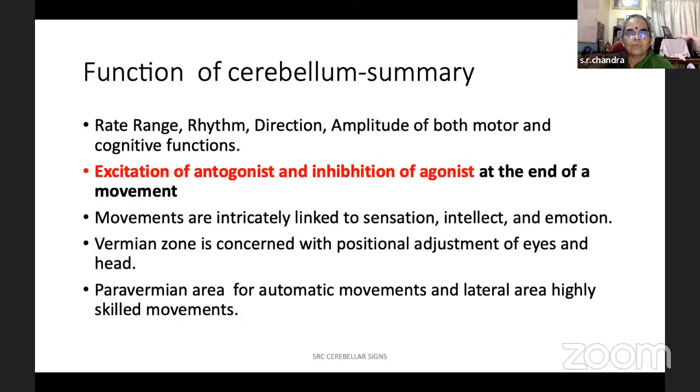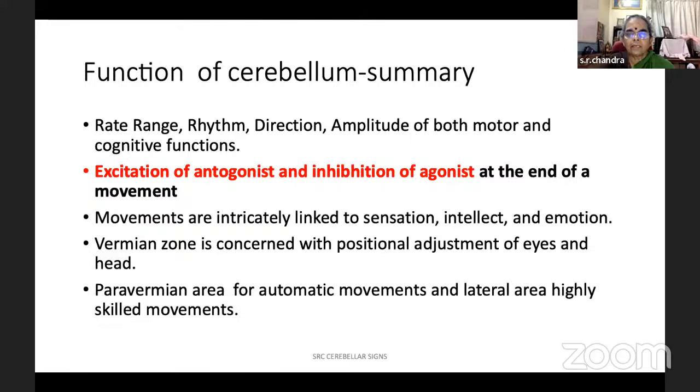So to summarize, what is the function of the cerebellum? It is concerned with rate, range, rhythm, direction, amplitude of both motor and cognitive functions. Not just motor, it also has a role in cognitive functions. And it has excitation of antagonist and inhibition of agonist at the end of the movement. That is what I told, checking reflex mediated through nucleus interpositus and emboliformis.